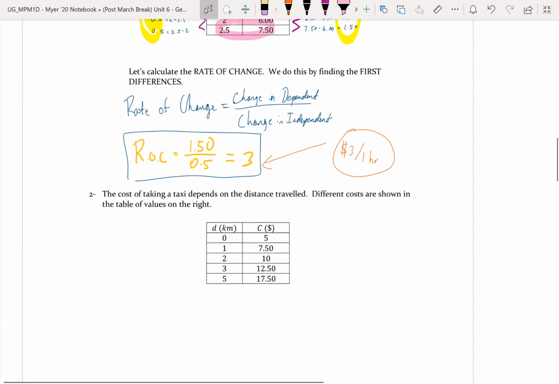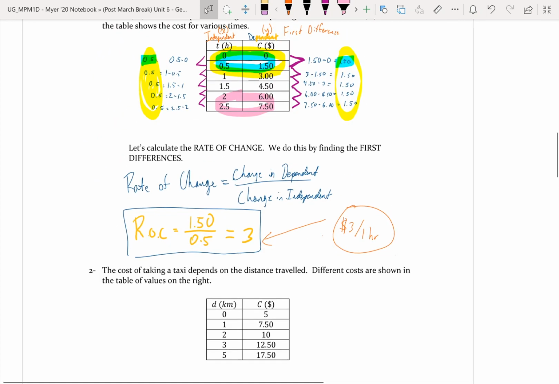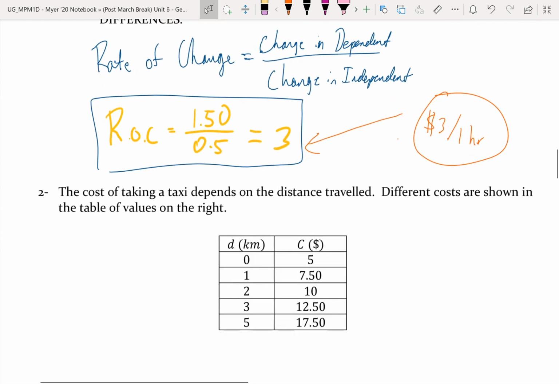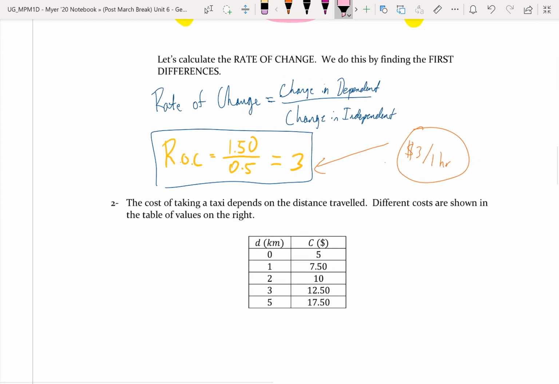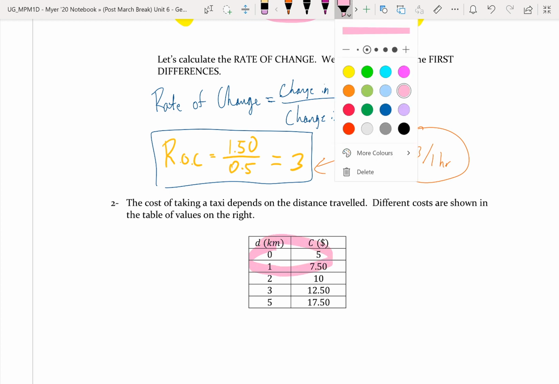Now, it could change, though. You don't necessarily always give it in the increments. Like the hours, we were given in half hours. Here we're given an independent variable in kilometers, in single units, right? So 1, 2, 3, 5. Now, we're going to notice that there's a 3, 5 there. We're going to get to that in a second here. So we have different costs on the table. So we could actually compare the top two, and we're also going to compare the bottom two.